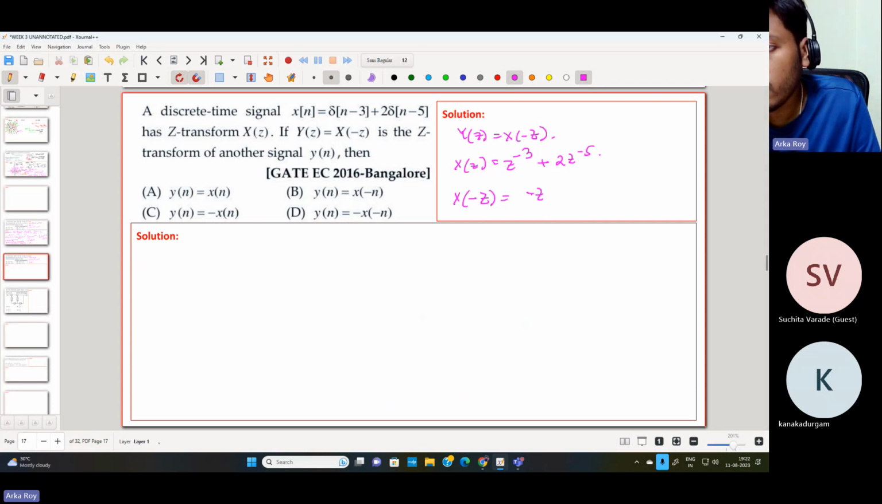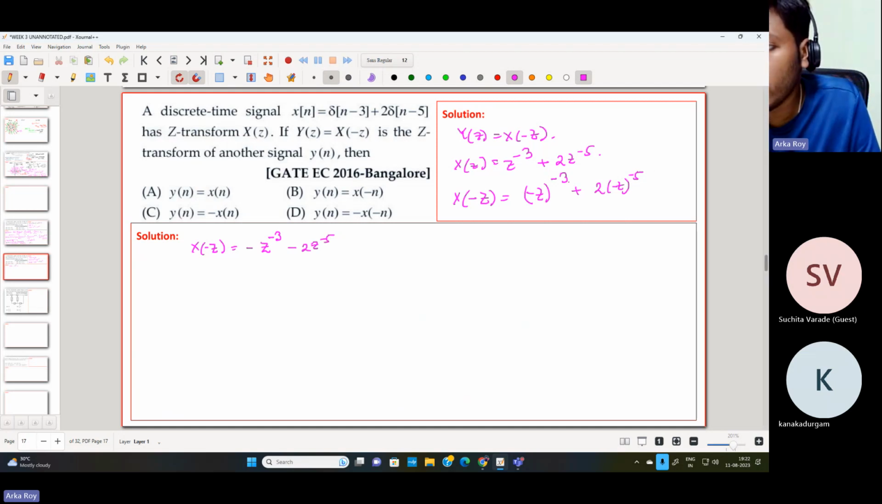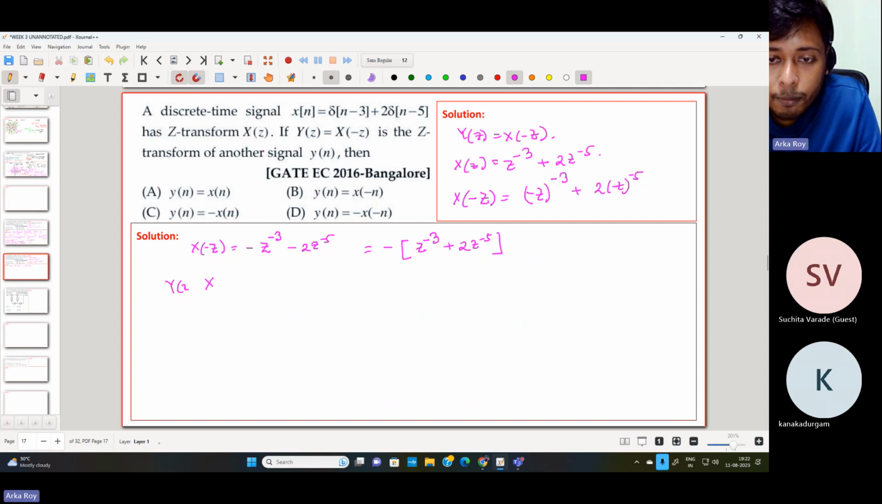So x of minus z will be (minus z) whole power minus 3, 2 into (minus z) whole power minus 5. So x of minus z will be minus z to the power minus 3 minus 2z to the power minus 5, because we have odd powers. Therefore, I can take minus out, and it is z to the power minus 3 plus 2 z power minus 5. So y of z is equal to x of minus z, which is effectively z to the power minus 3 plus 2 z power minus 5. So I can write minus of x of z.